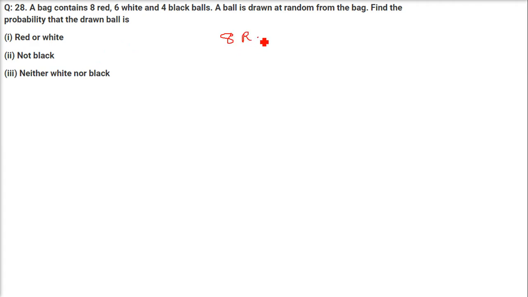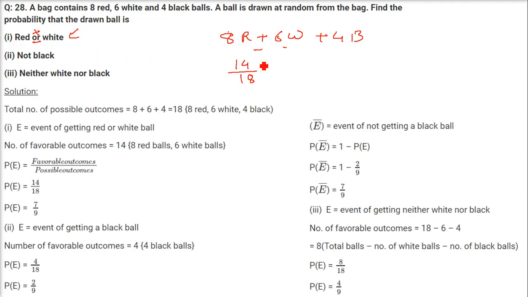A bag contains 8 red, 6 white and 4 black balls. A ball is drawn at random from the bag. Find the probability that the drawn ball is red or white. So red or white. Or means plus. So just add the numbers of red and white, that is 8 plus 6, 14 by what will be the total? 8 plus 6 plus 4, that is 18. So 14 by 18 is the probability of red or white, which is going to be 7 by 9 if you just simplify it.